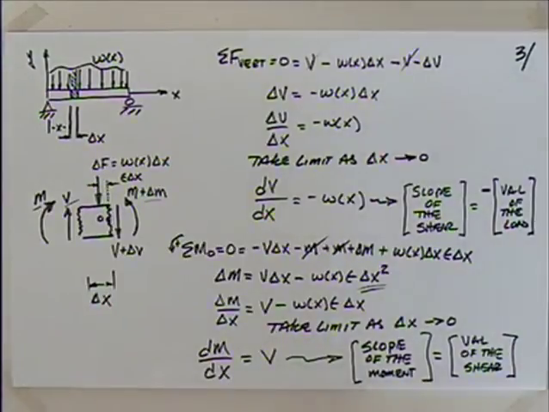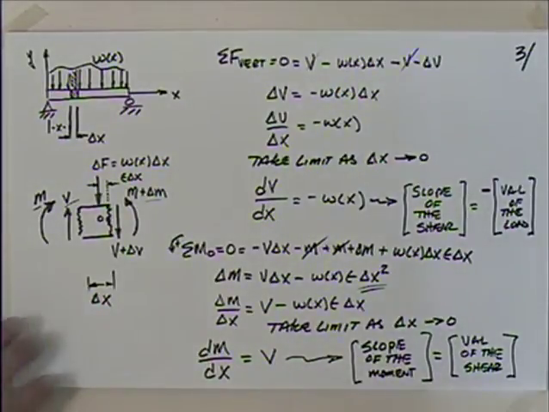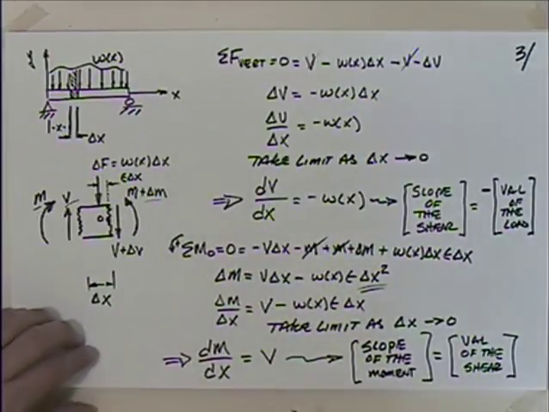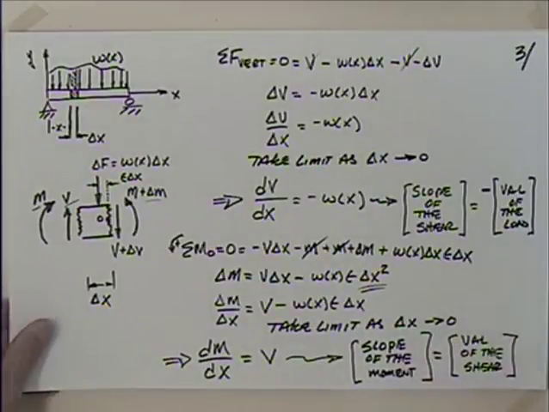Slope of the moment is equal to the value of the shear. So those are going to be two important relationships for us. Well, I'd like to come back to this one here and this one here and do a little more work and see if we can find some area relationships. So let's do that.